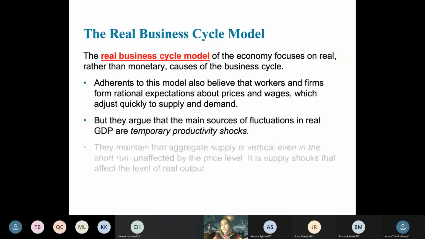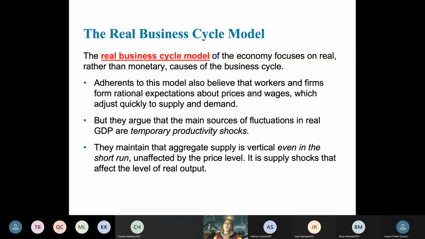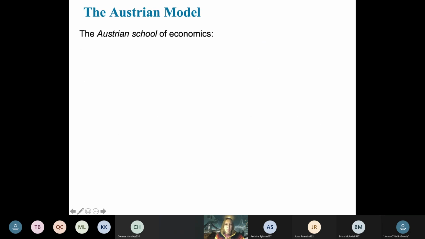There is also real business cycle theory, where all the monetary activities are rejected as a cause of recession or upswings in the economy, and everything is explained in terms of productivity cycles. So this is very short. They maintain aggregate supply is vertical even in the short run. The idea that aggregate supply in the short run is upward sloping is based on the fact that people are not exactly capable of predicting future price levels, so they slightly make mistakes in terms of wage contracts and things like that.